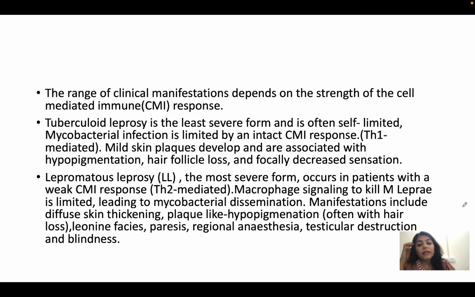So the range of clinical manifestations depends on the strength of the CMI response. A tuberculoid pole, which is the tuberculoid leprosy, as I told you, is the least severe form. It is self-limited, and it is limited by an intact cell-mediated immune response. There is a Th1 immune response where there is production of interferon gamma, and there is production of free radicals that help to kill and contain the infection. There are mild skin plaques, and it is associated with hypopigmentation, which is the cardinal sign. There is hair follicle loss, and there is focally decreased sensation.